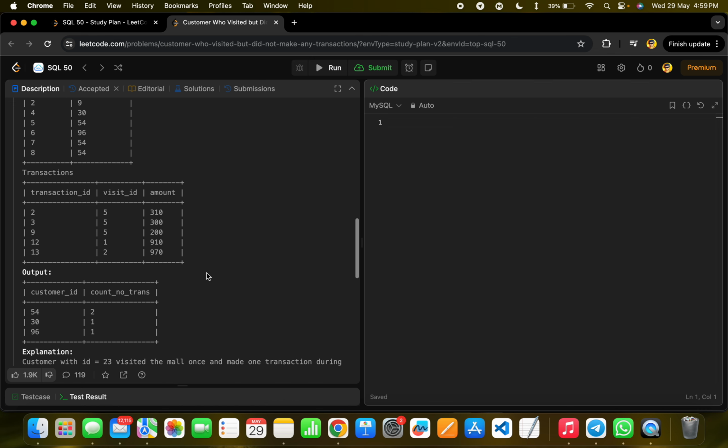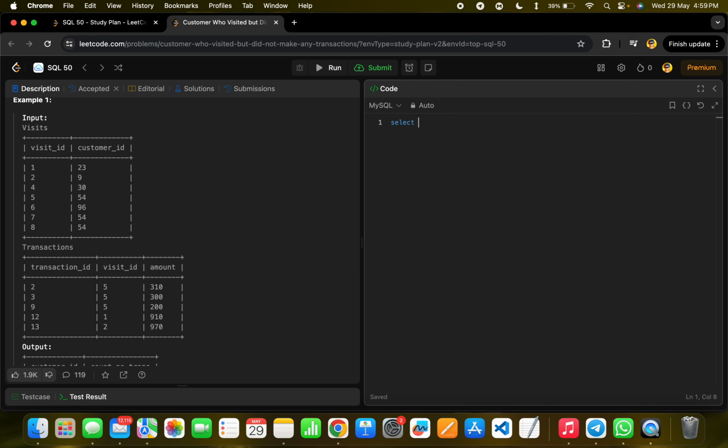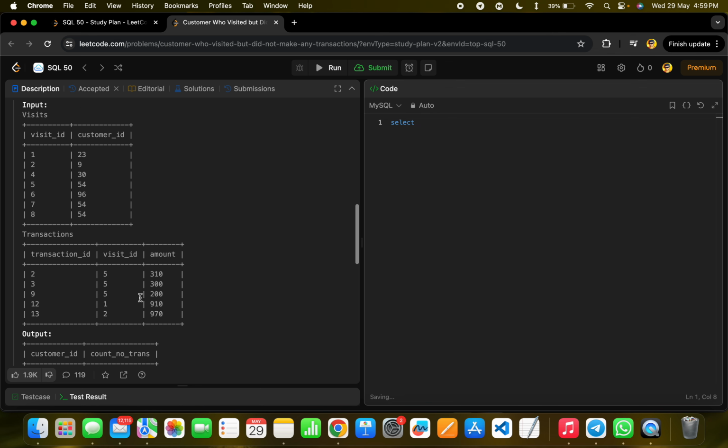So let us write the query for it. Let us join the transactions and visits tables using a left join. Select star from visits V left join transactions T on... the common column between these two tables is visit ID. So let us join these two tables on visit ID.